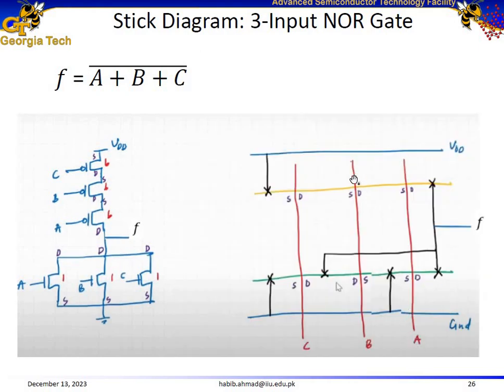Let us keep the sequence of these polysilicon gates accordingly in this order. But we can reverse the order. We can label this one as A, this one as B, and this one as C as well. So both of these work.